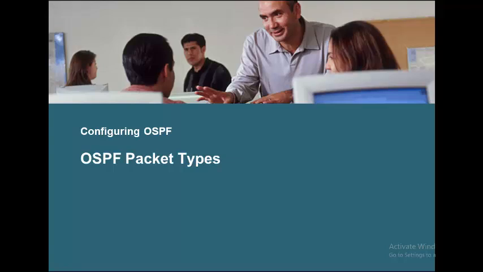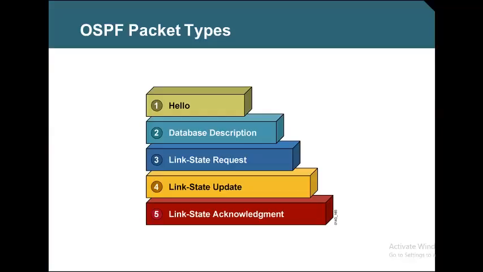Fine, let us now get into configuring. OSPF packet types. There are 5 packet types. These numbers you see now, 1, 2, 3, 4, 5, are not just sequence numbers.